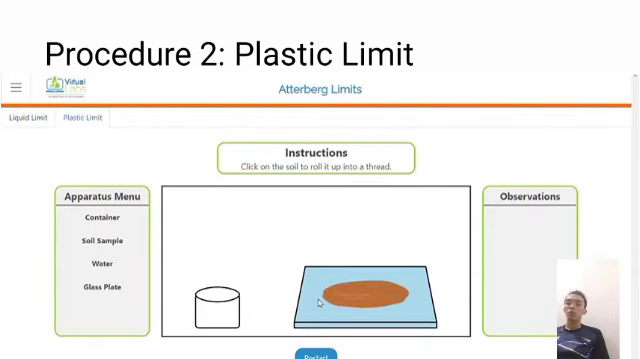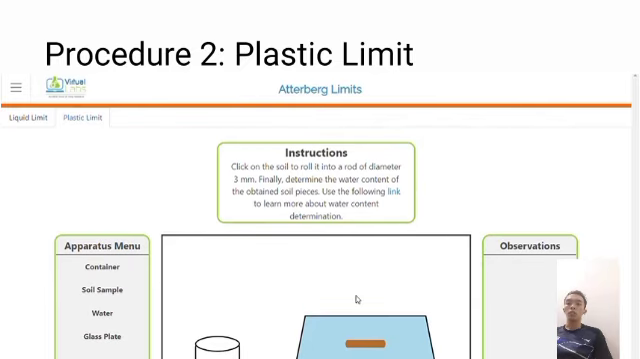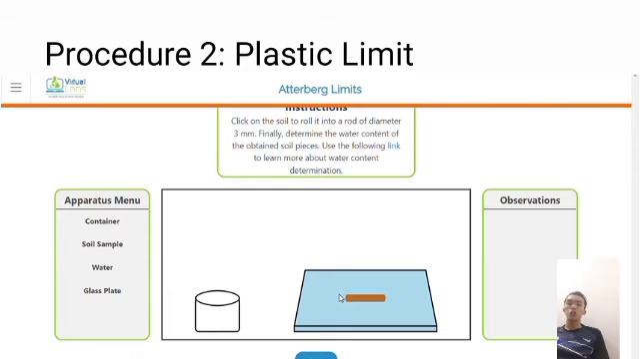The thread shall be deformed so that its diameter reaches 3.2 mm, taking no more than 2 minutes. When the diameter of the thread reaches the correct diameter, break the thread into several pieces. Knead and reform the pieces into ellipsoidal masses and re-roll them.